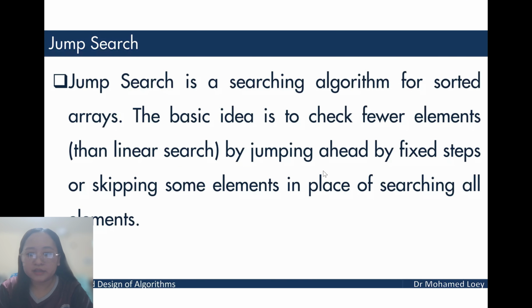The simple idea is that instead of checking all the elements, the algorithm jumps forward by a certain block size, usually the square root of the array length. Once it jumps past the possible position of the target value, it performs a simple linear search inside that block. This makes jump search faster than linear search, but still simpler to implement than binary search.